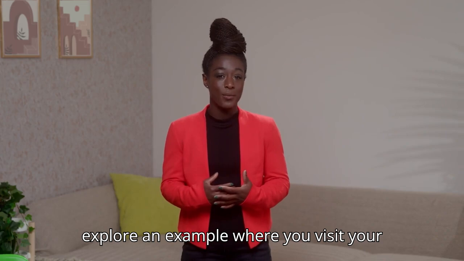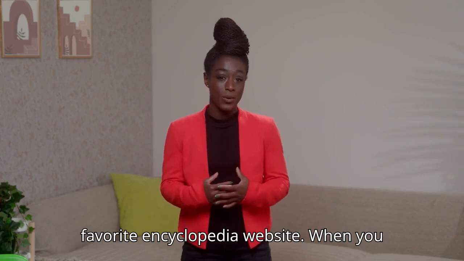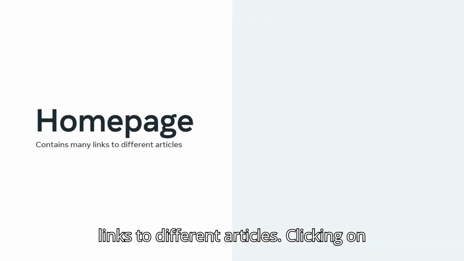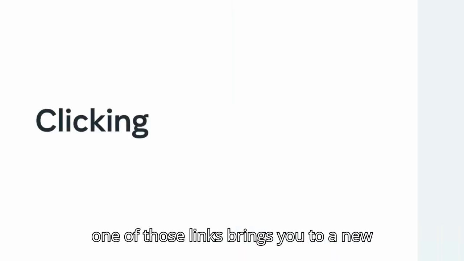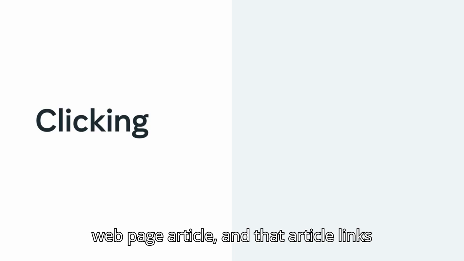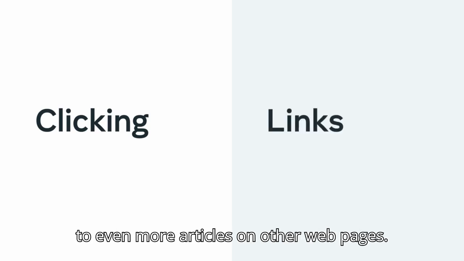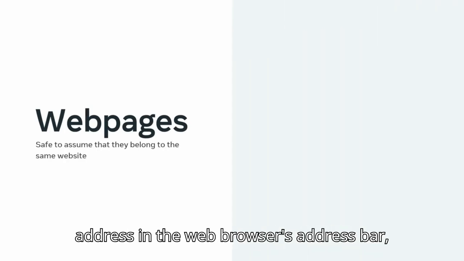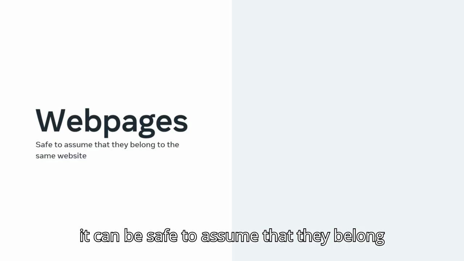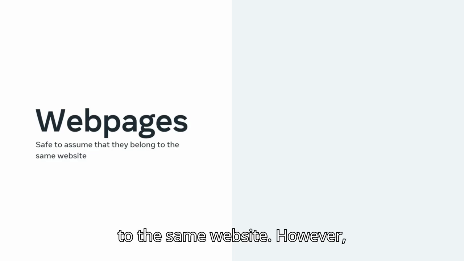Let's explore an example where you visit your favorite encyclopedia website. When you arrive at the homepage, it contains many links to different articles. Clicking on one of those links brings you to a new web page article, and that article links to even more articles on other web pages. If all these web pages have a similar address in the web browser's address bar, it can be safe to assume that they belong to the same website.